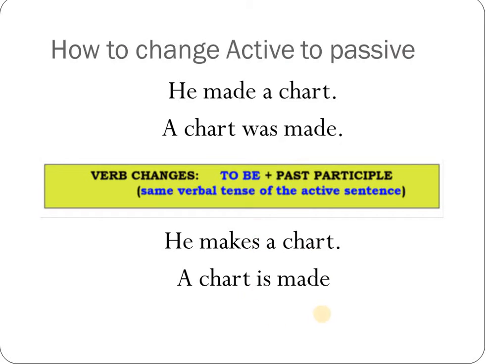You can see a few sentences over here. A chart is made. A chart was made. He made a chart. He makes a chart. Now, as you can see, the verb changes. It changes to be plus past participle. The past participle means the third form of the verb. But you can see from these two examples that the tense remains the same. The tense does not change. However, the verb changes. Same verbal tense of the active sentence.